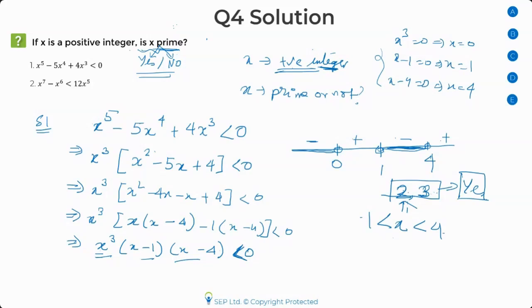Anirudh, we are not saying that X is less than 1. We are saying X lies between 1 and 4. And this is the other range. See, this is less than 0. Less than 0 means negative. So when I draw the number line, I only focus on areas which are negative. I discard the places which are positive. And that becomes my range. So this is X less than 0, and this is between 1 and 4.